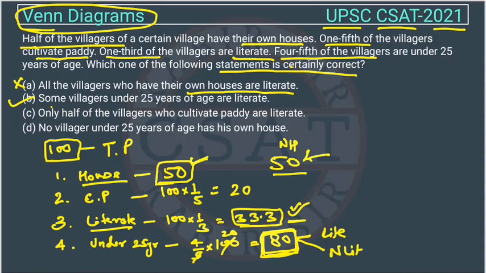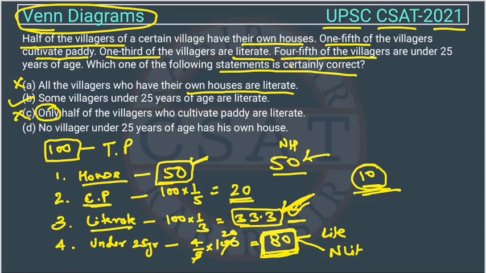Now let's check C. Only half of the villagers who cultivate paddy are literate. So how many are cultivating paddy? This is only 20 people. So he's saying half of the villagers, so half of 20 will be 10, right? So he's saying these 10 are literate. So we cannot say that only these 10 people are literate, because we have 33.3 people who are literate, right? So this statement is also wrong.